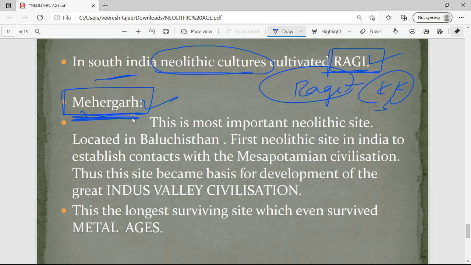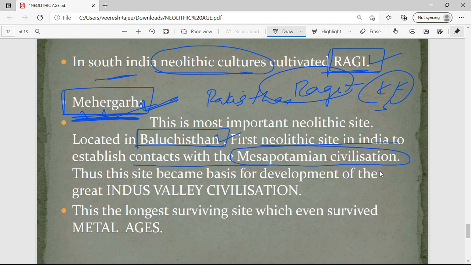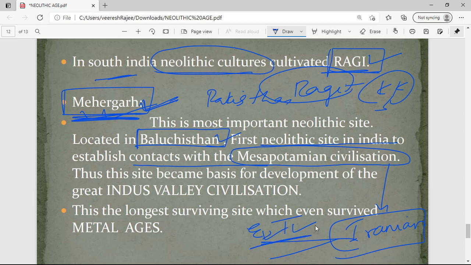Mehergarh is a very important site and it is located in Baluchistan region. In present day Pakistan, you have this province called Baluchistan. In Baluchistan you have this area called Mehergarh, and this is the first Neolithic site in India to establish contacts with Mesopotamia civilization. Mesopotamia civilization means the civilization in Iran, present along the banks of Euphrates and Tigris river. Along the banks of Tigris and Euphrates river, you have a civilization flourishing, that was the Mesopotamian civilization, and Mehergarh was the first Neolithic site in India which had contacts with the Mesopotamia civilization.